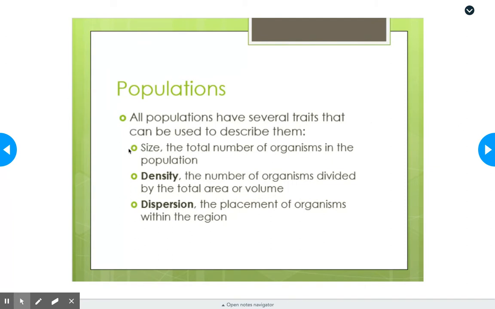So, all populations have several traits that can be used to describe them. We have three right here. The first is size. This is the total number of organisms in the population. The next is density. This is the number of organisms divided by the total area or volume.